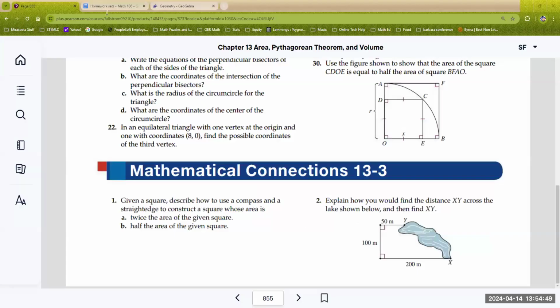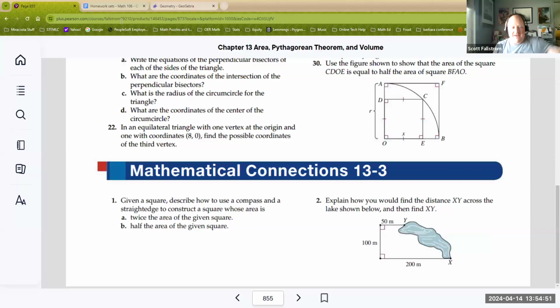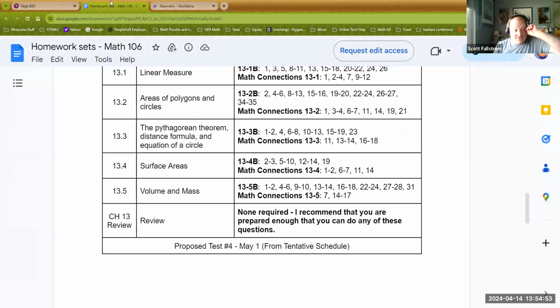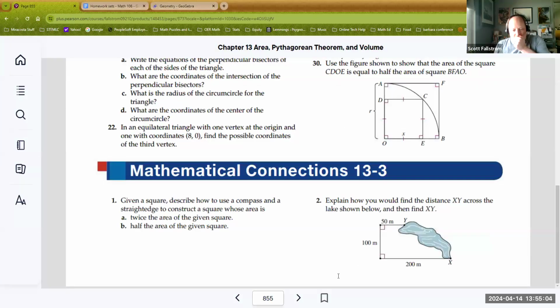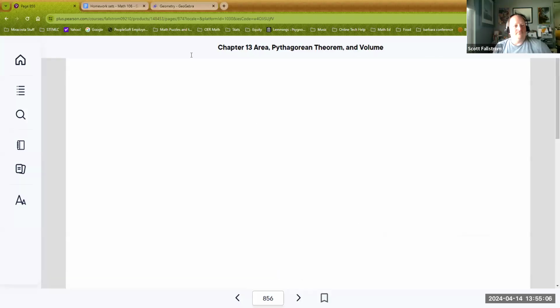Hello, students. Getting into the MCs for 13.3, and there's not a ton of them. 11, 13, 14, and 16, 17, 18. So not a ton. Let's take a look at them. All right.